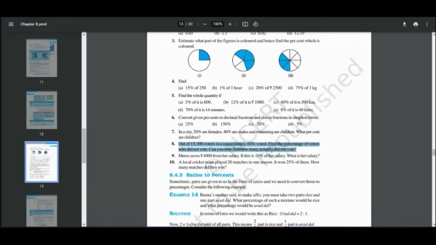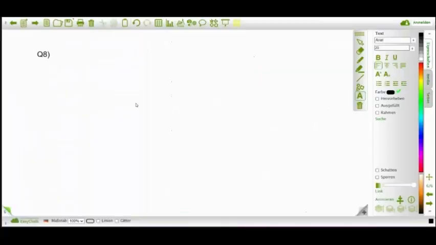Out of 15,000 voters in a constituency, 60% voted. यहाँ हमें ये बता रहा है कि 15,000 वोटर्स में से 60% लोगों ने वोट किया. Find the percentage of voters who did not vote. And can you find how many actually did not vote, मतलब अब हमें वैल्यू भी बताइए. This question should be pretty easy, almost like the last one.